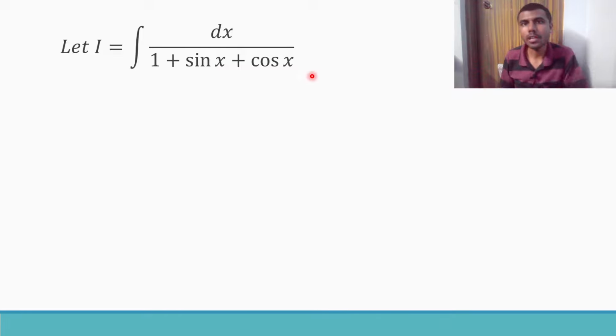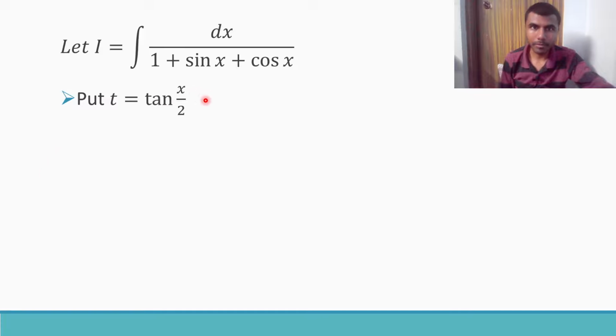Now what I'm going to do is make a substitution here. If you see, in the denominator I have sin and cos. Whenever there are sin and cos like this in the denominator, how we solve it is we put t is tan x by 2. Now what will happen by doing this substitution?